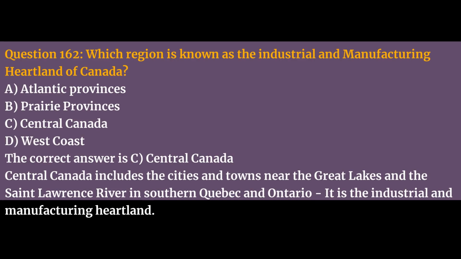Question 162. Which region is known as the industrial and manufacturing heartland of Canada? A. Atlantic provinces. B. Prairie provinces. C. Central Canada. D. West Coast. The correct answer is C. Central Canada. Central Canada includes the cities and towns near the Great Lakes and the St. Lawrence River in southern Quebec and Ontario. It is the industrial and manufacturing heartland.